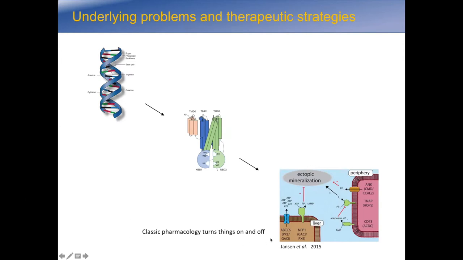And we often think about classic pharmacology. Most drugs that we're prescribed or that we go buy off the shelf sort of turn things on and off, and we can turn transporters or receptors on and off. And in fact, the VEGF treatments that have been used in PXE are much this way, that we can blunt a pathway. And of course, there are other ways that we can think about modulating physiology.